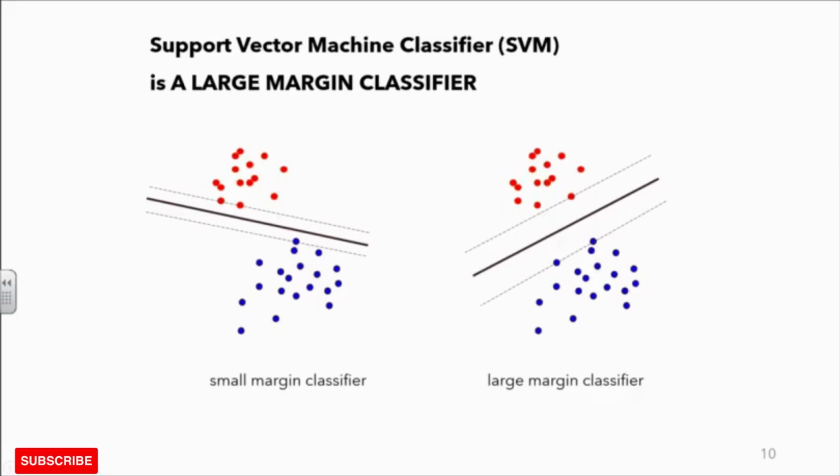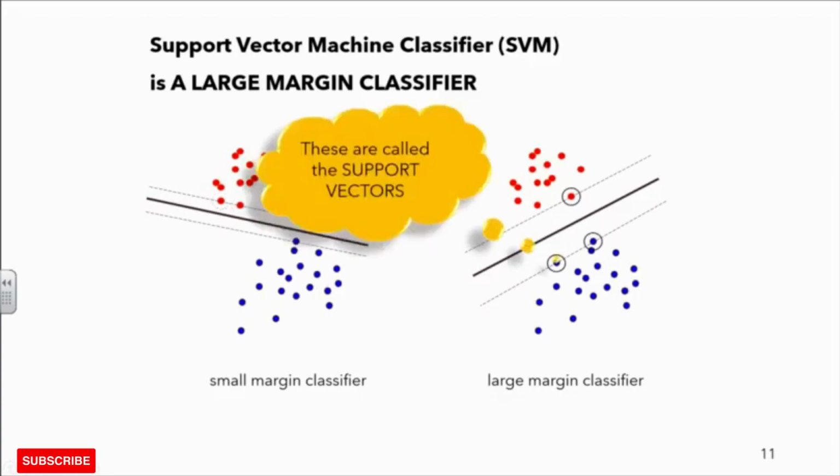So that's a small margin, you can see it's quite small. And here this is a large margin. So the support vector classifier is a large margin classifier. These points here are called the support vectors. That's from the name. So these are the points that we're going to use to transform the data.